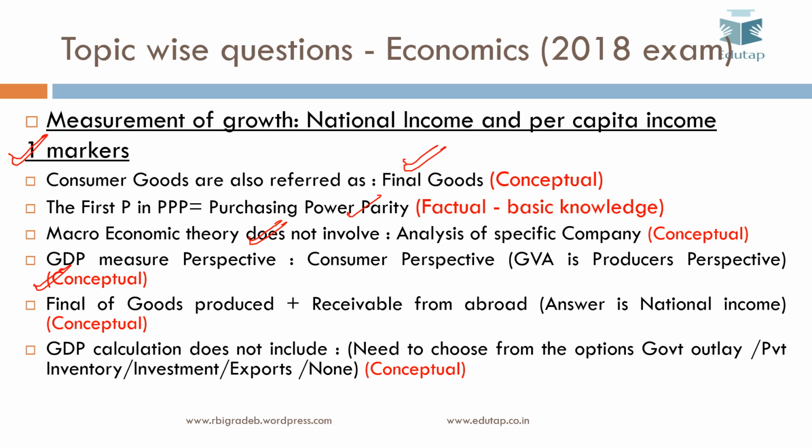Okay, final goods produced plus receivable from abroad, what is the answer for it? Okay, so it is national income, again a concept based question. Okay, GDP calculation does not include what? Again a concept based question. So friends, have a look at the kind of questions they're asking. Okay, very basic concepts. So when you're reading a particular chapter, if you're clear in your basic concepts, you would have easily answered 3 to 4 questions out of it, right?